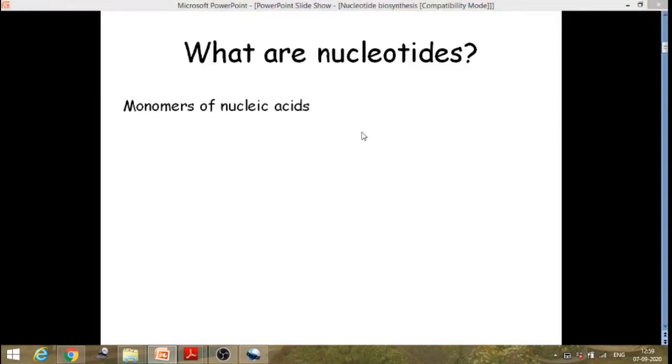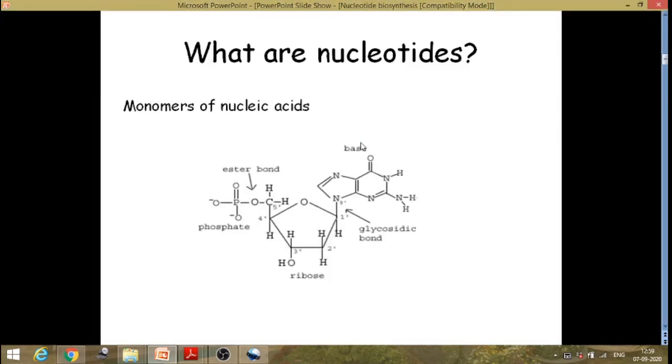And this is the general structure of a nucleotide. A nucleotide is made up of a nitrogen base, which is a purine or a pyrimidine, attached to a ribose unit through a glycosidic bond, and the ribose is further attached to a phosphate group through an ester bond. So this is the basic structure of a nucleotide.